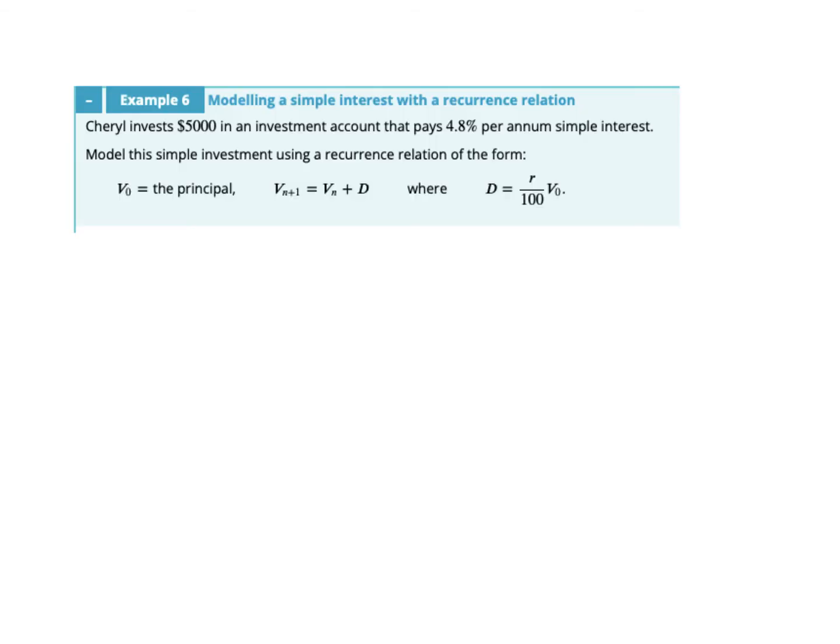Okay, so here we're going to look at an example question. Cheryl invests $5,000 in an investment account that pays 4.8% per annum simple interest. What we need to get really good at is highlighting in our questions what we're talking about. So we're talking about simple interest, so make sure you're using the right formulas.